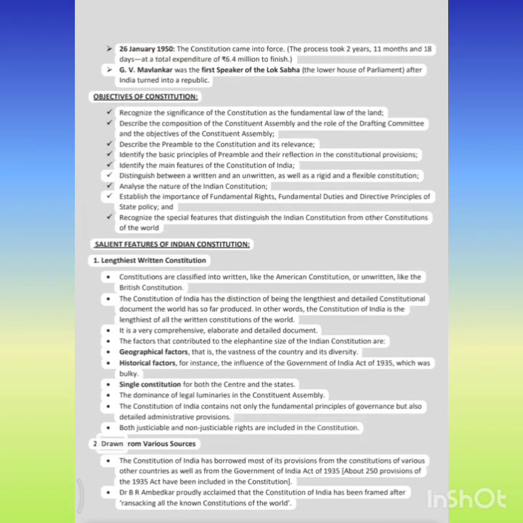2. Drawn from various sources. The Constitution of India has borrowed most of its provisions from the constitutions of various other countries as well as from the Government of India Act of 1935. About 250 provisions of the 1935 Act have been included in the Constitution. Dr. B.R. Ambedkar proudly acclaimed that the Constitution of India has been framed after ransacking all the known constitutions of the world.